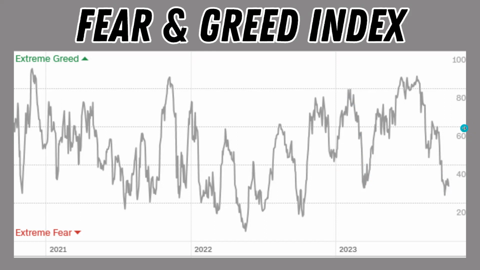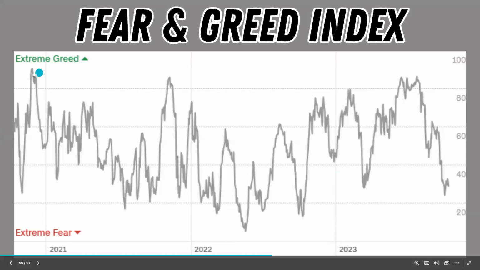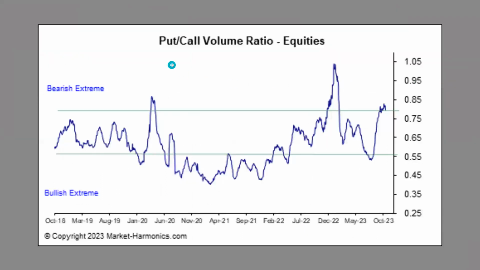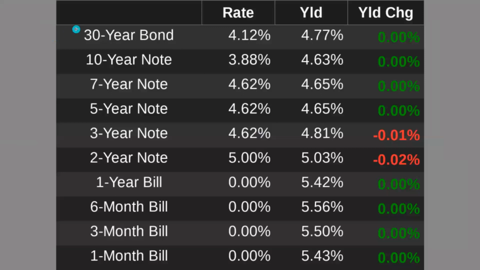Typically, you want to use this as a contrarian indicator, right? You want to buy in areas of extreme fear and you want to sell in areas of extreme greed. When you take a look at the put to call volume ratio for equities, you can see it's also at a bearish extreme. Again, just another type of sentiment indicator that maybe you want to start looking at some long positions rather than some short positions. And then the bullish extreme is going to be on the bottom. Again, you can see we're over here in that bearish extreme, a level that we really haven't seen since back in 2022.